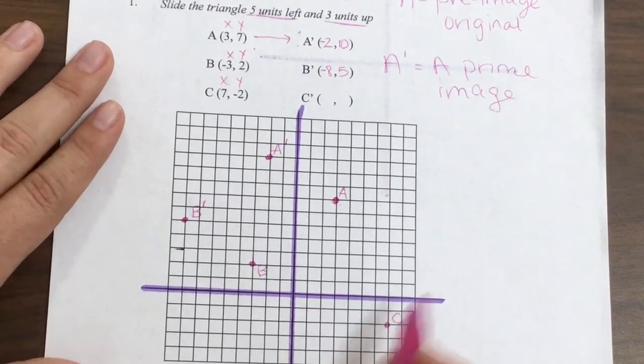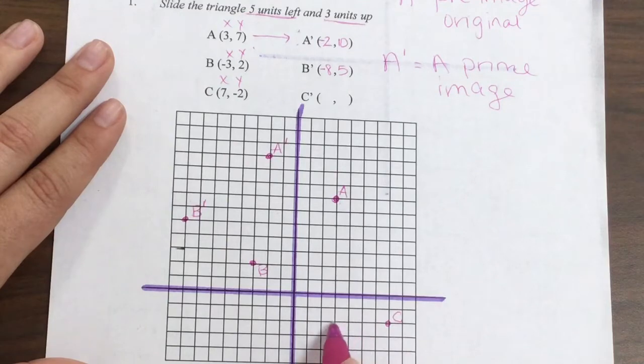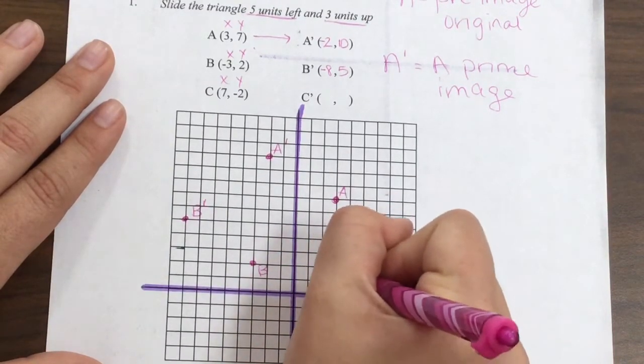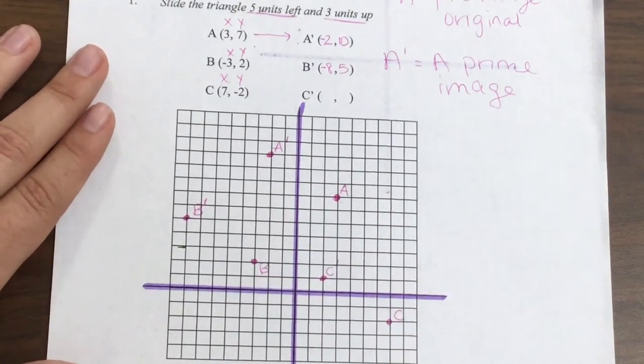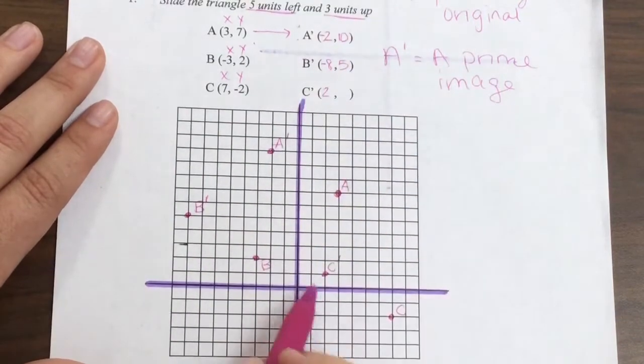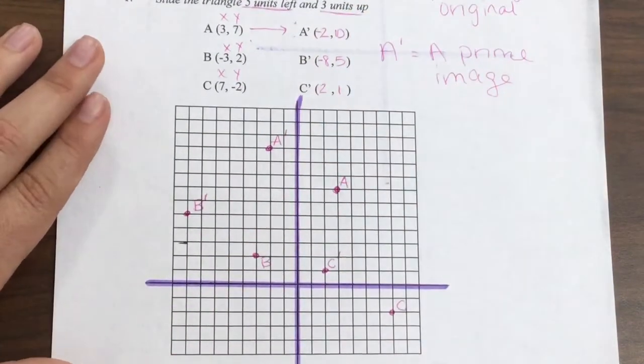To become C prime, we're going to go 5 to the left. 1, 2, 3, 4, 5. Up 1, 2, and 3. So that now becomes a C prime. So we start at the origin. We go right 2, which is positive. Up 1, which is also positive.